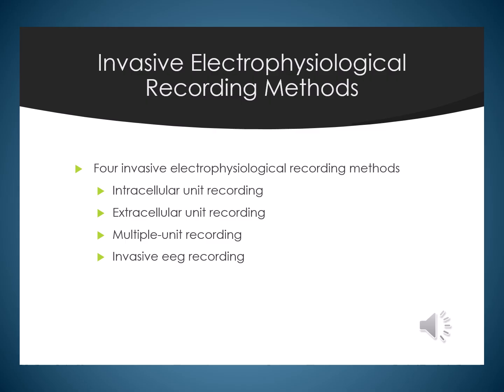When we look at multiple unit recording, this type of recording provides an indication of the rate of firing of many neurons in the general vicinity of the electrode tip. An electrode larger than a microelectrode picks up action potentials from many nearby neurons. The signal is then integrated so that the height of the curve indicates the number of action potentials in the vicinity per unit of time.